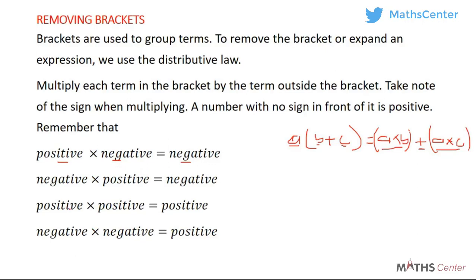If you multiply a positive by a positive, you are going to get a positive. So 2 multiplying 2 gives 4. So positive 2 times positive 2 will give us positive 4. But if you have a negative multiplying a negative, you are going to get a positive. So negative 2 multiplying negative 2 gives positive 4.